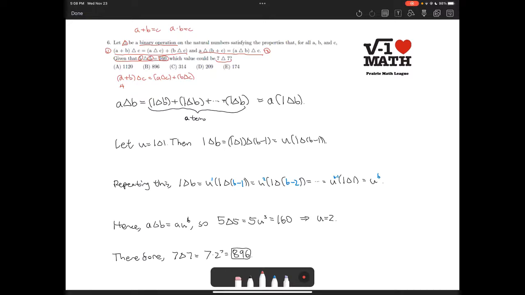So here we have (4 plus 1) triangle 5. This is just 5 triangle 5, which we know to be 160. Now here we can see that this is 4 triangle 5 plus 1 triangle 5. And this is 160, but we don't really need to consider that for now.